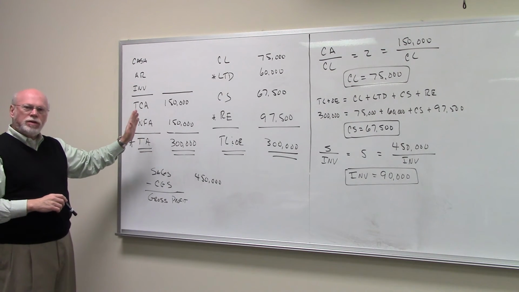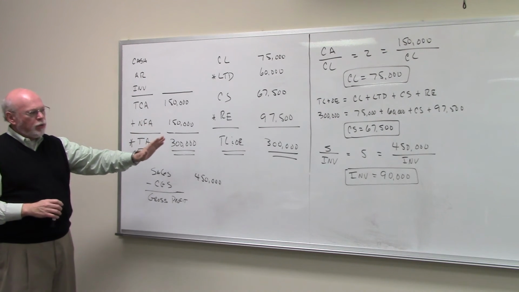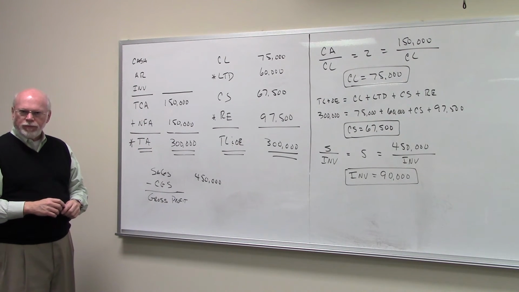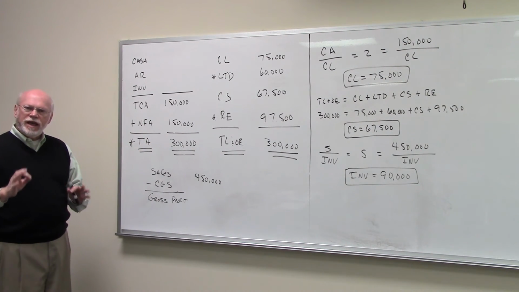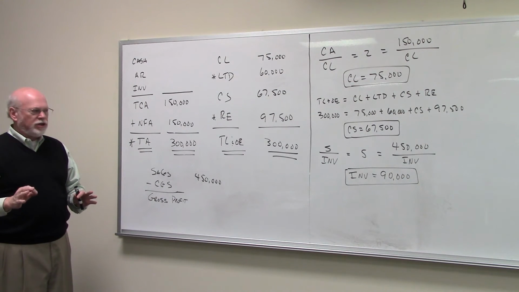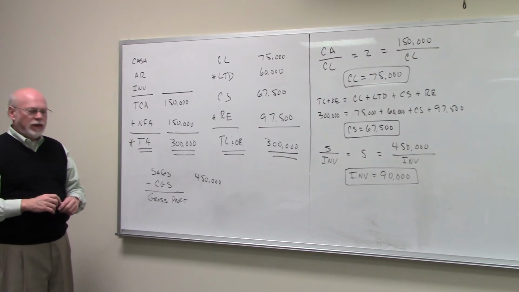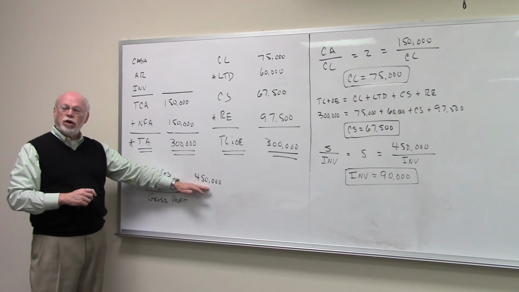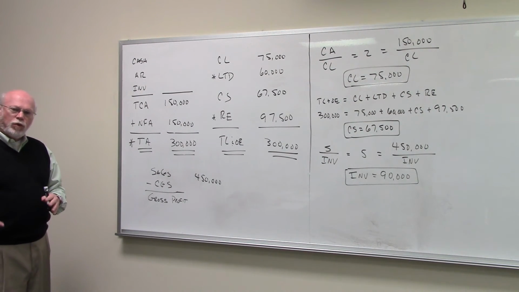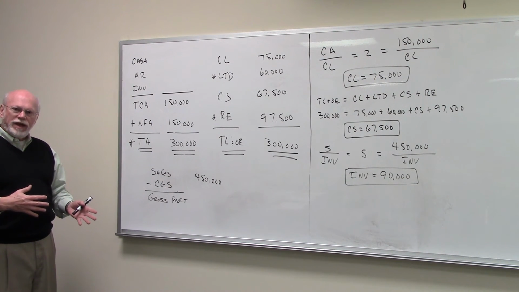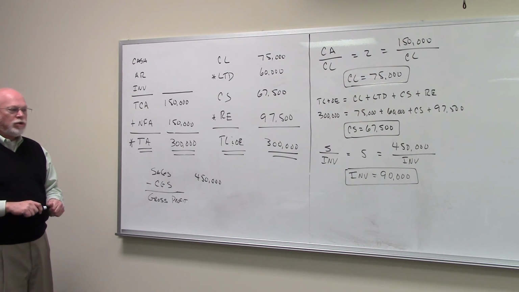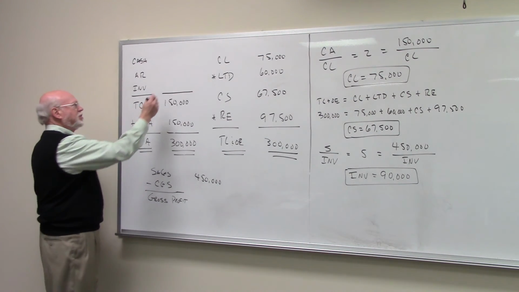Moving back to the left-hand side of the balance sheet, we're going to use inventory turnover. They tell us that the industry average for inventory turnover is 5. And we know that sales is 450,000. So 450,000 divided by inventory has to be 5. So 450,000 divided by 5 would give us the denominator, inventory, which turns out to be $90,000.